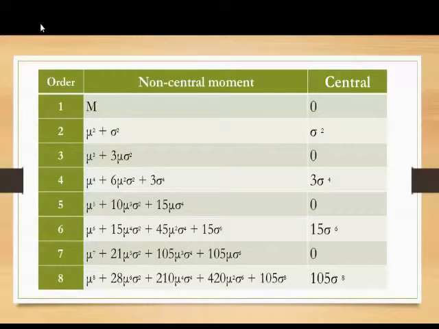But okay, so the non-central moments, these are the raw moments. The first moment is just mu. It's wrongly written as m over here. I don't know how that came about. Anyway, I just copied it from Wikipedia actually. The second moment is mu squared plus sigma squared.